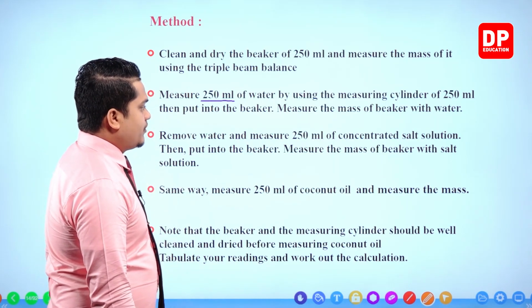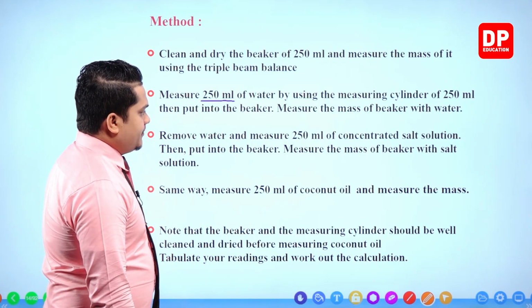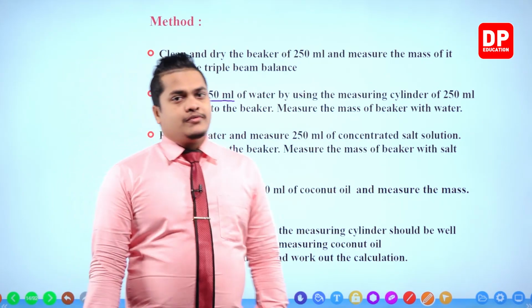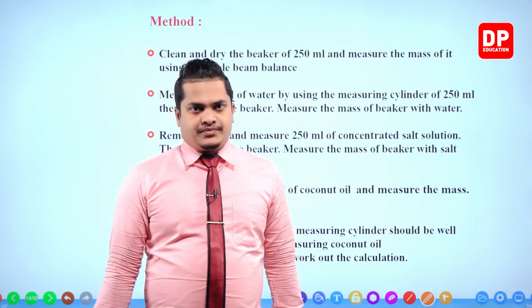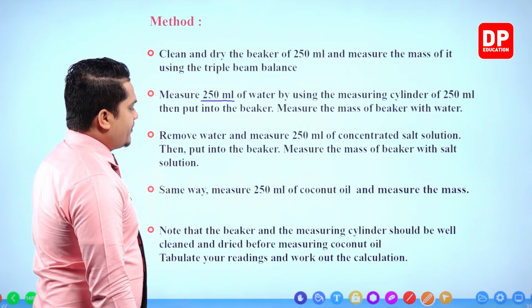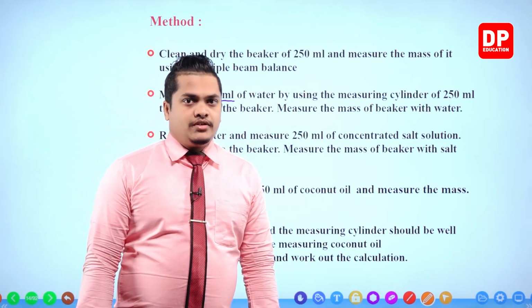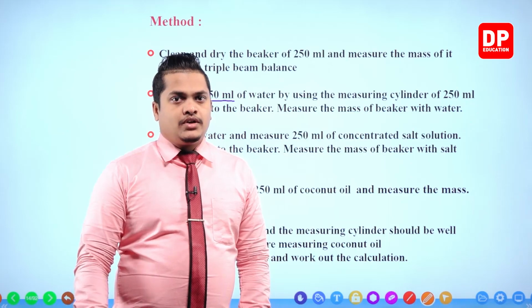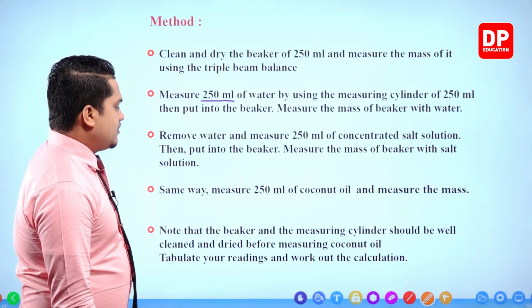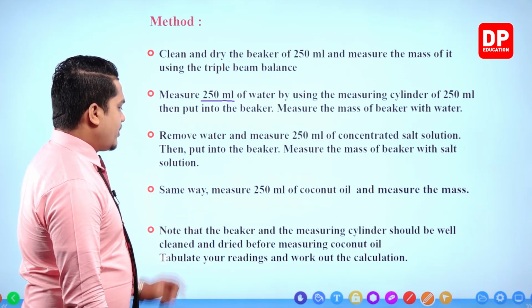So we have to measure 250 milliliters of concentrated salt solution, then put into the beaker. Measure the mass of the beaker with salt solution. Then in the same way, measure 250 milliliters of coconut oil and measure the mass. Here a special note is given. Note that the beaker and the measuring cylinder should be well cleaned and dried before measuring the coconut oil.